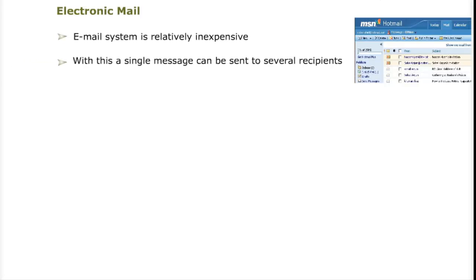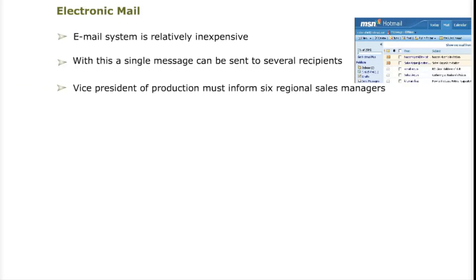When a single message is sent to several recipients, the savings are even greater compared with the cost of traditional communication methods. For example, suppose the Vice President of Production must inform 6 regional sales managers located in offices across the country that they must postpone sales of a particular model immediately because of complaints of defective workmanship.